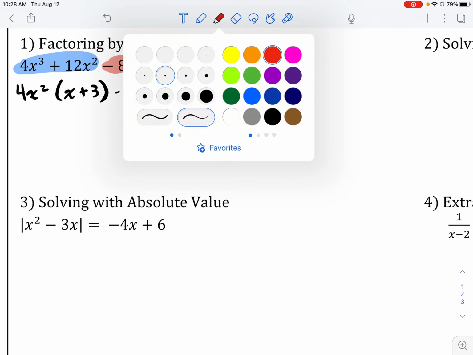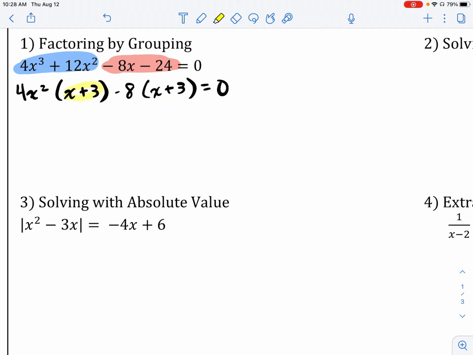What's key here is that we're looking for a common factor once you've actually grouped them. If we don't have a common factor here, we can't proceed with factoring by grouping. That's not to say we can't finish solving this equation in some other way; we just can't use this particular method. But since I see an x plus 3 there, I'm going to factor that out. What we're left with is 4x squared minus 8. You can factor that if you want, but it doesn't really matter.